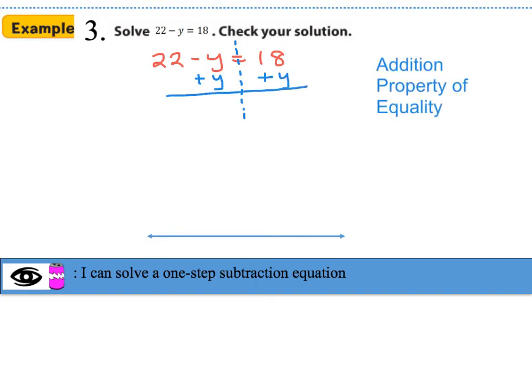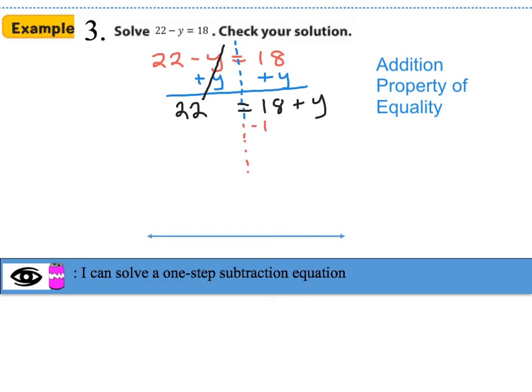This is an example of the addition property of equality. So notice on the left hand side, negative y plus y, that's going to go away, and 22 will be by itself, equal to 18 plus y. So now if you think about it, this looks like the same type of problem that we solved in the last video lesson. Let's go ahead and isolate the value of y, or our variable, by getting rid of the constant, and the constant is this positive 18.